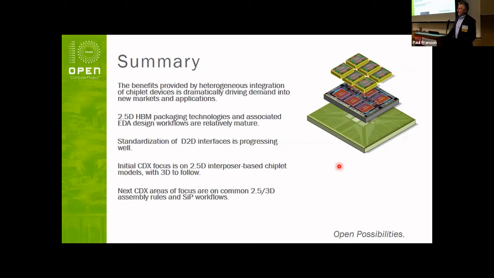2.5D HBM packaging technologies and the EDA tools and workflows are relatively mature and in full production today. This is really driven by the HBM marketplace. 3D packaging technologies are available today, and they're being deployed primarily by advanced users, the Intels, the AMDs, the Qualcomms of the world. And I don't necessarily see a full chiplet ecosystem for 3D within the next 2 or 3 years to be adopted by the general marketplace.